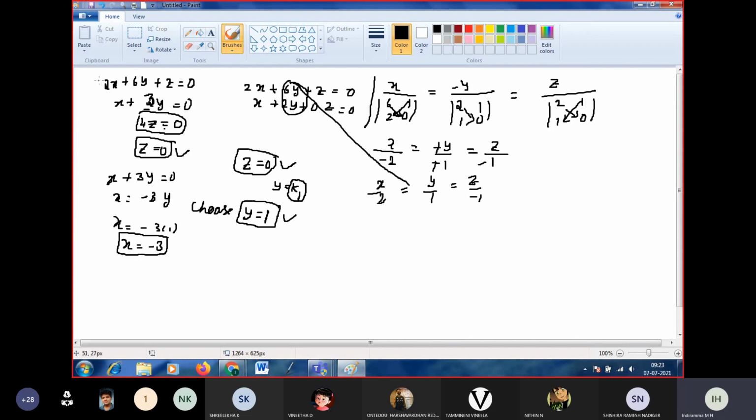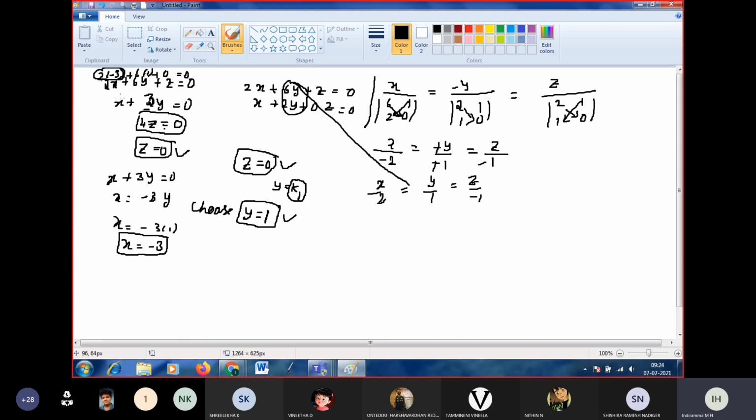I will check whether the first equation will satisfy with these values or not. x into minus 3 plus 6 into y is 1, so plus z equal to 0 is equal to 0. So see here, minus 6 plus 6 equal to 0. Minus 6 plus 6 is 0. 0 equal to 0. It is satisfying.